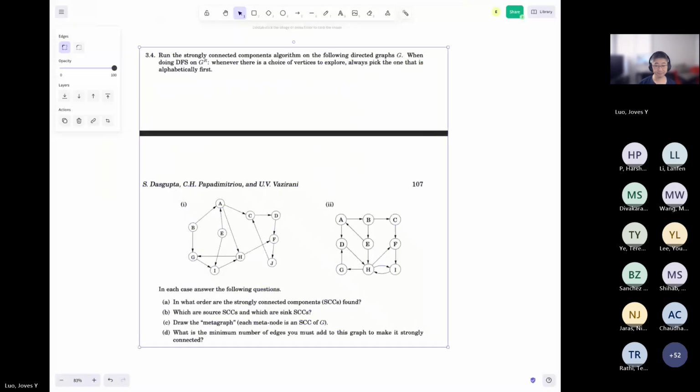Okay. So 3.4 is: run the strongly connected components algorithm on the following directed graph G. When doing DFS on G reverse, whenever there's a choice of vertices to explore, always pick the one that is alphabetically first. In each case, answer the following questions. In what order are the strongly connected components (SCCs) found? Which are source SCCs? Okay, so I'm going to post the solution, and then we are going to walk through it.